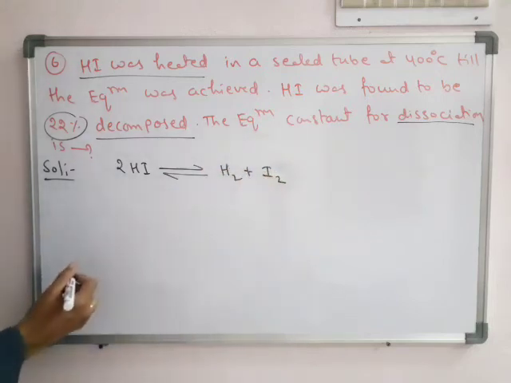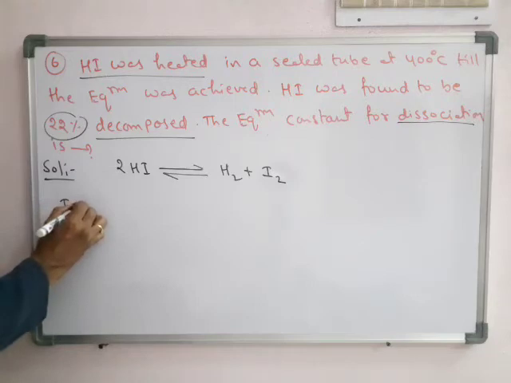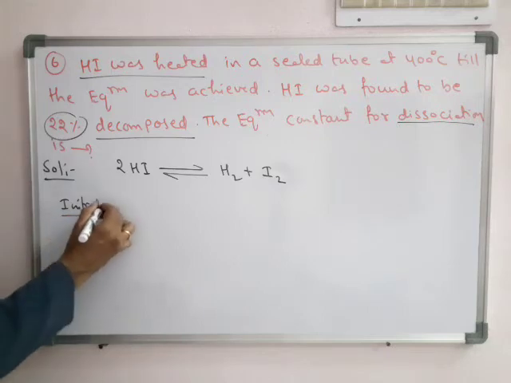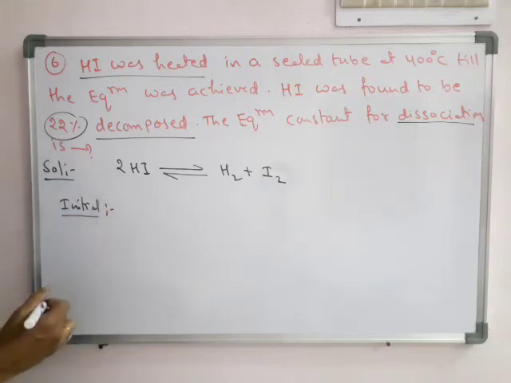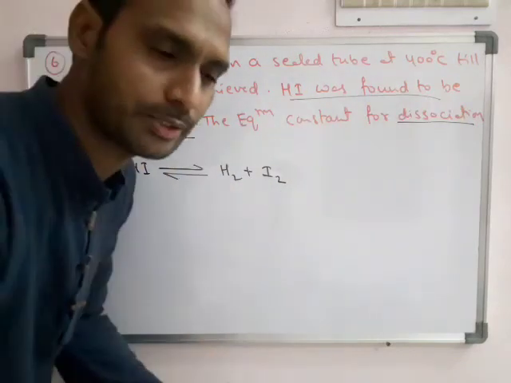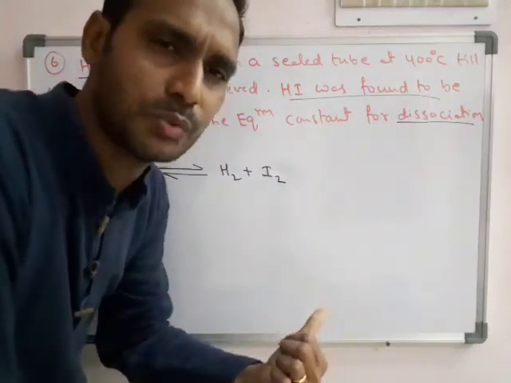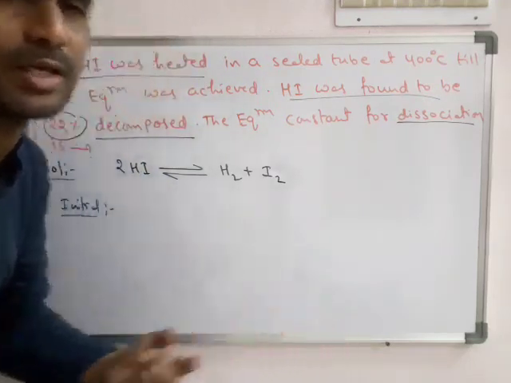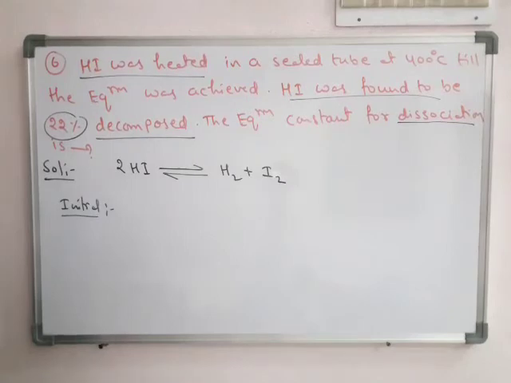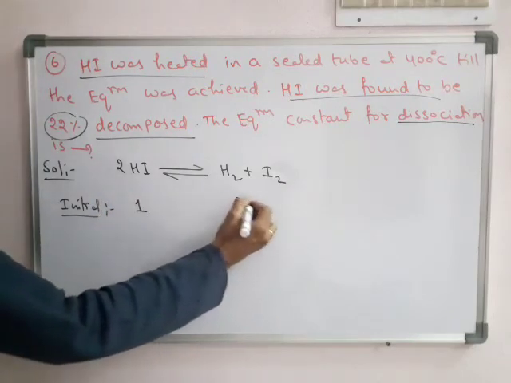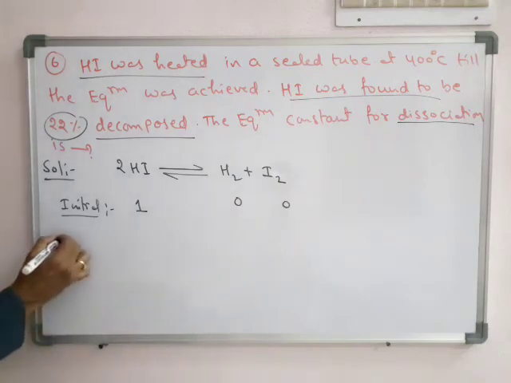We know all are gases. So what are the initial conditions? There is no separate information given. Actually HI was found to be 22% decomposed out of 100. So for the initial amount we can take 100, or we can take 1. Taking percentage as 1 or 100 is better. Okay, so here it is 1 mole and here it is 0 moles.